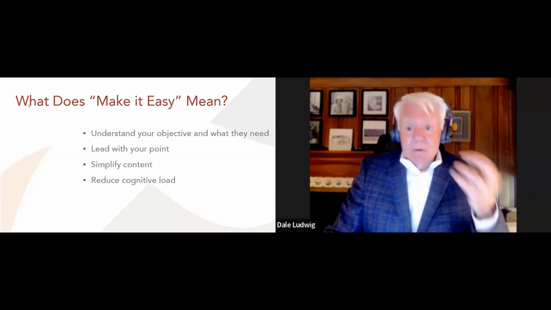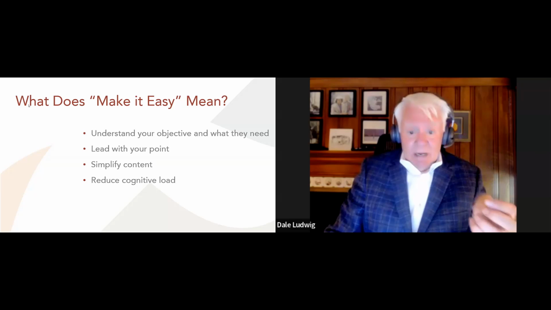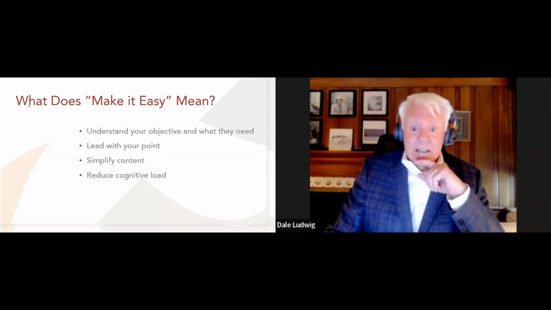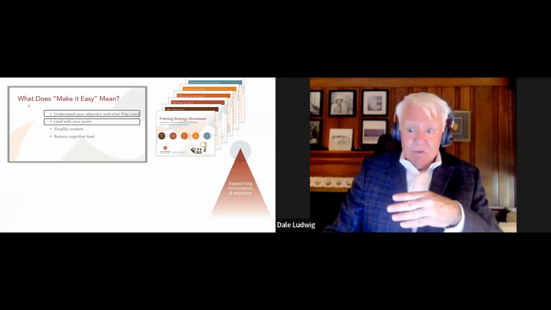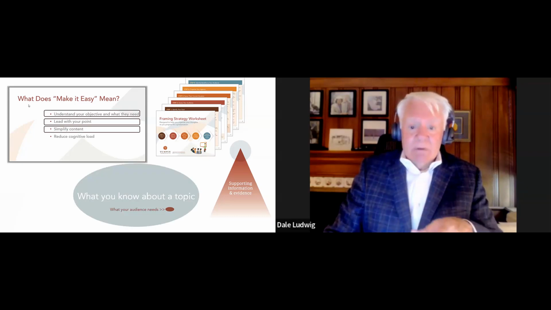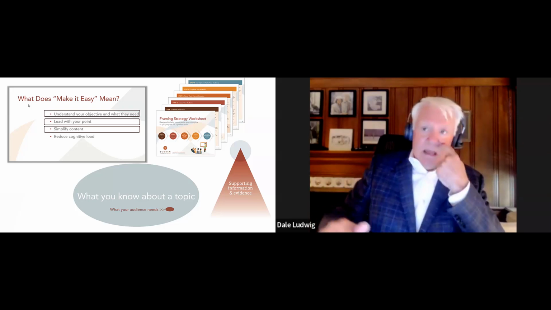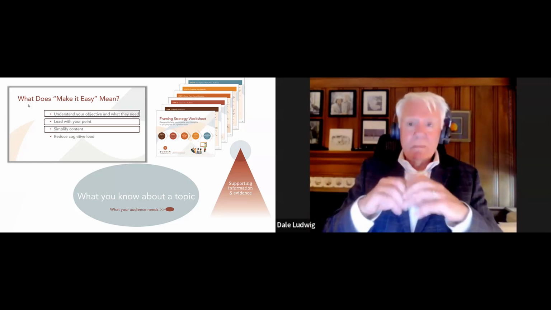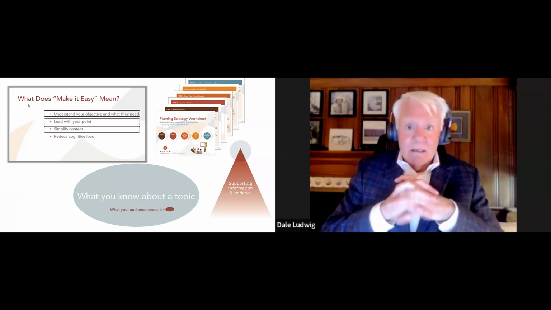Things we talked about so far: understand your objective and what they need, lead with your point, simplify content, and reduce cognitive load. So far, this first one was answered by the framing strategy. Greg just talked about leading with your point and simplifying content, which usually means cutting back, cutting back, cutting back, making sure that you are delivering only what someone needs to make the decision you want them to make.